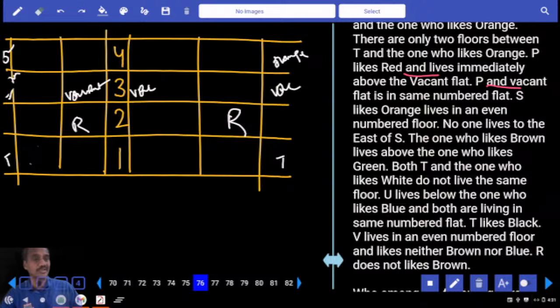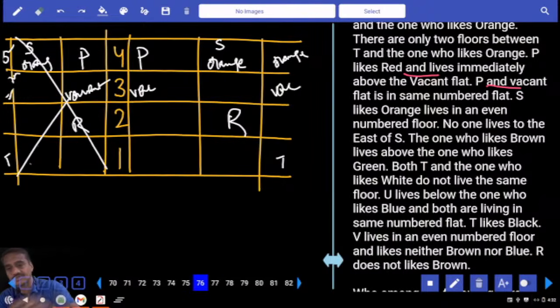Then P and the vacant are the same number flat. P and vacant. Then S likes orange. S is here and likes orange. S likes orange and lives on an even number floor. Yes, orange lives on an even number floor. No one lives to the east office. This is ruled out.